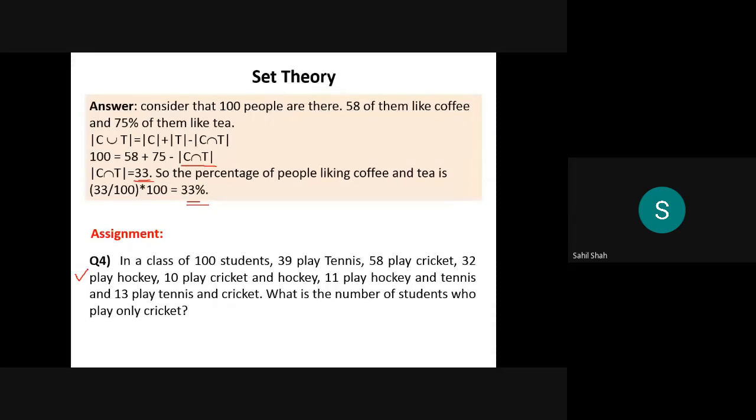In a class, there are 100 students. 39 play tennis, 58 play cricket, 32 play hockey, 10 play cricket and hockey, and so on. What is the number of students who play only cricket? This is something different. Now it is mentioned only cricket.